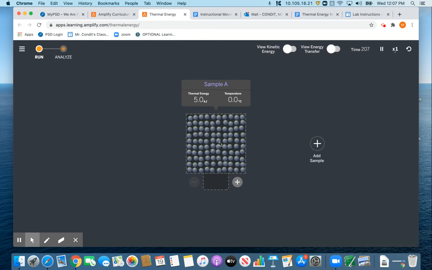So I have cooled this sample off as cold as the simulation will allow me, which is 0 degrees Celsius, still way above absolute zero. Remember, if I could cool this off to absolute zero, none of these would be moving at all, because that's what absolute zero means. So while this is at 0 degrees Celsius, it doesn't mean it has no temperature. As long as there's movement, it's got some temperature.